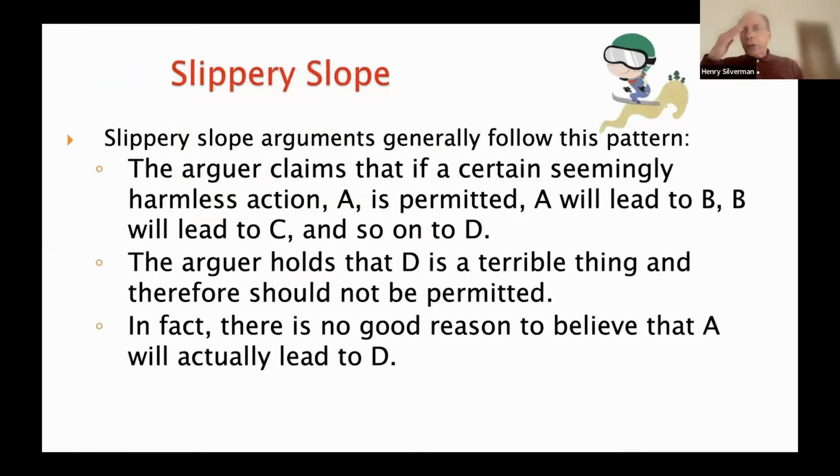Let me skip this. Slippery slope. This is so common. Essentially, the arguer claims that if a certain seemingly harmless action like A is permitted, then A will lead to B, B leads to C, and so on to D. And therefore A should not be permitted. Well, there is no good reason to believe that A will actually lead to D. The arguer is bringing up this scenario that if you legalize A, then D will happen. And D is a bad thing, and hence it's trying to induce fear.